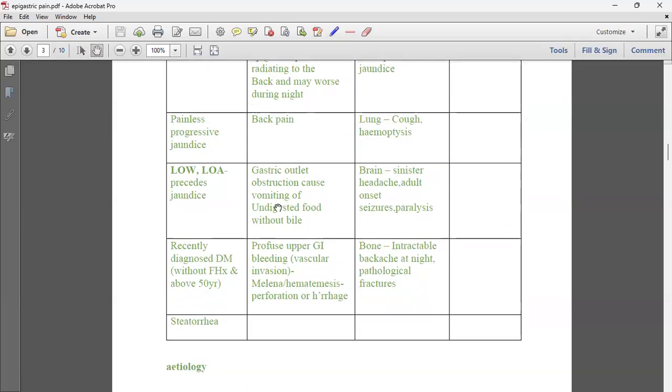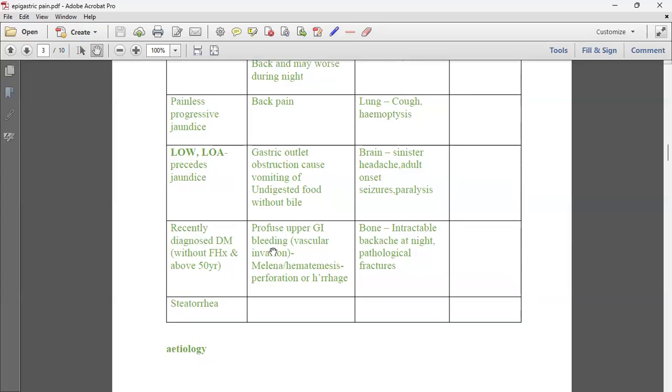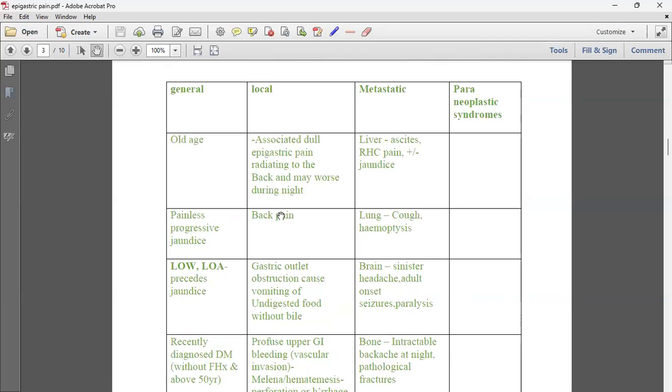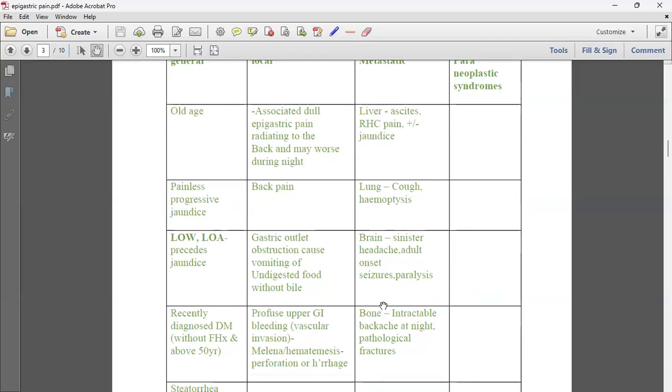There will be features of gastric outlet obstruction, because the pancreas, the gastric outlet and the duodenum are all in close relationship. And also there can be profuse upper GI bleeding into the gut due to hemorrhage and necrosis of the tumor, so that can result in melena or hematemesis. So as you can see, gastric carcinoma and pancreatic carcinoma have an almost similar picture, except for the jaundice. The metastatic features are the same.